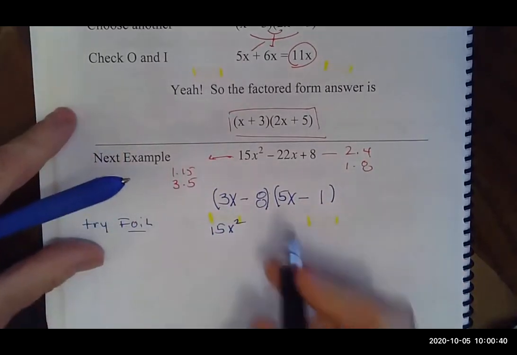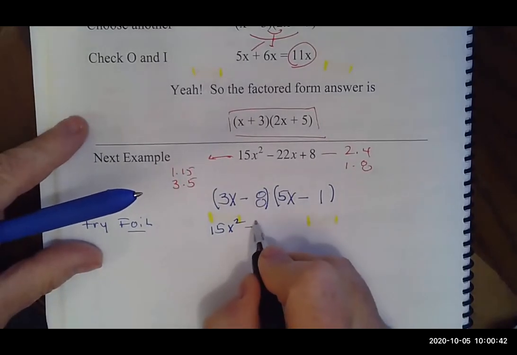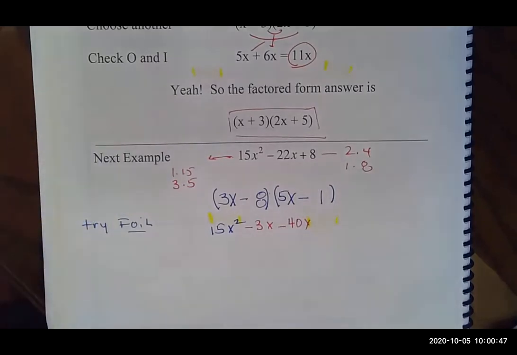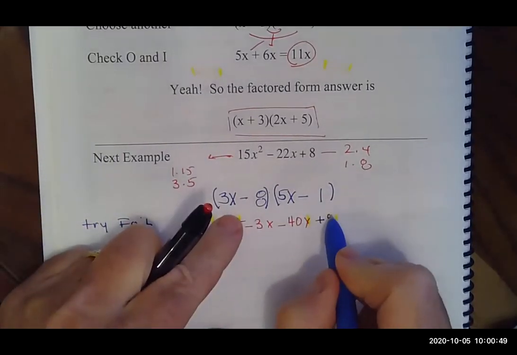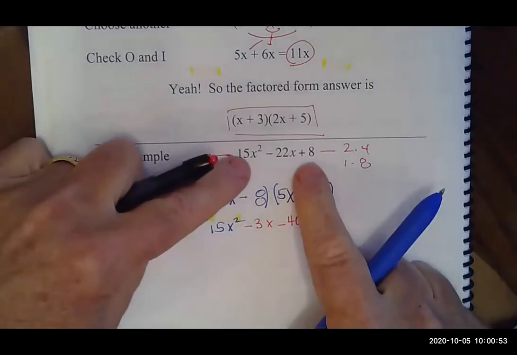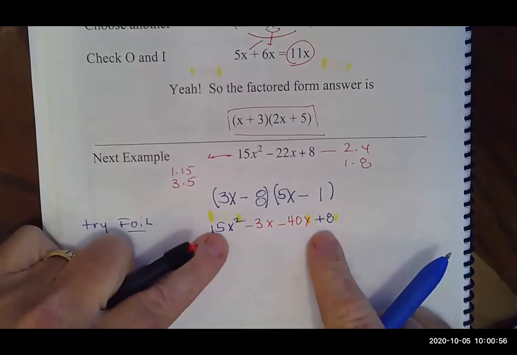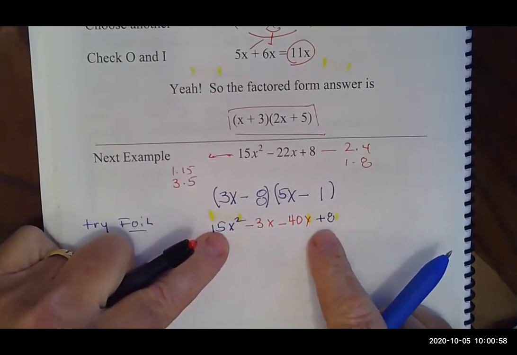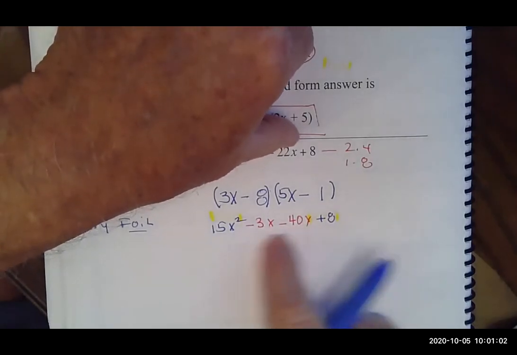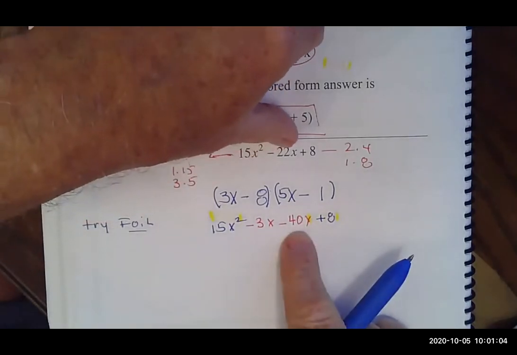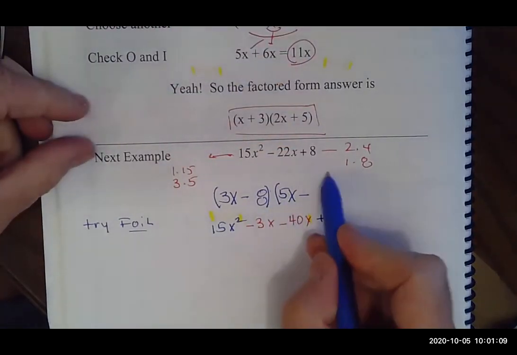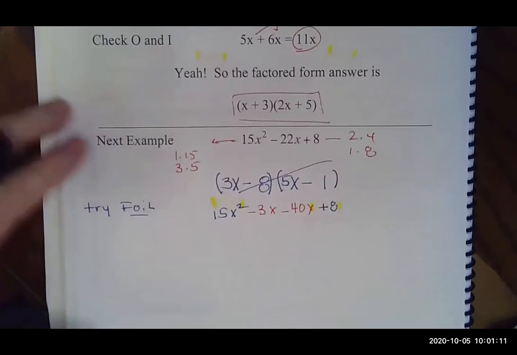So I'm gonna write it in red. The outer is negative 3x. The inner is negative 40x. And the last is positive 8. Okay, big deal. Your first and the last will always be true. It's in here that's important. Do you see negative 22 coming out of this? Nope. Jan? Nope. No. Oh, forget it. That doesn't work. Scratch. Not good.